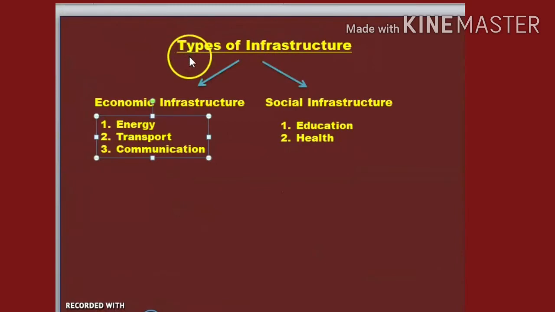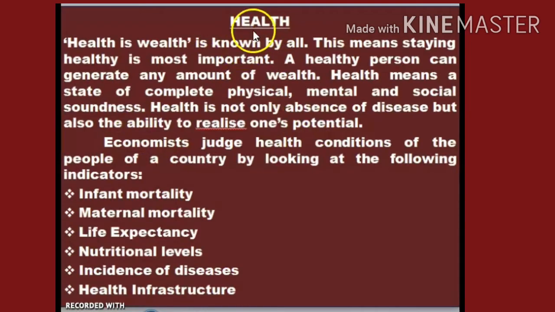So we can divide infrastructure into two: economic infrastructure and social infrastructure. Economic infrastructure consists of energy, transport, communication, and social infrastructure consists of education, health, etc. As per your syllabus, only health is there for your studies.